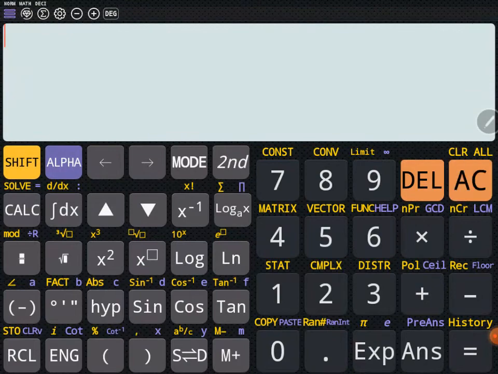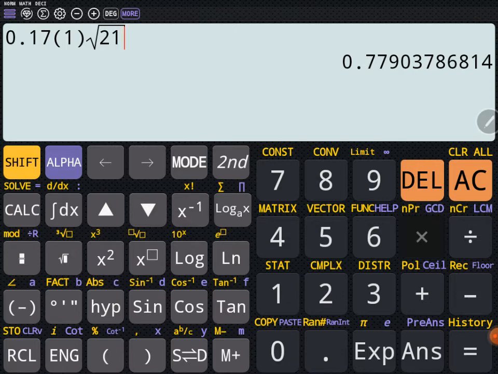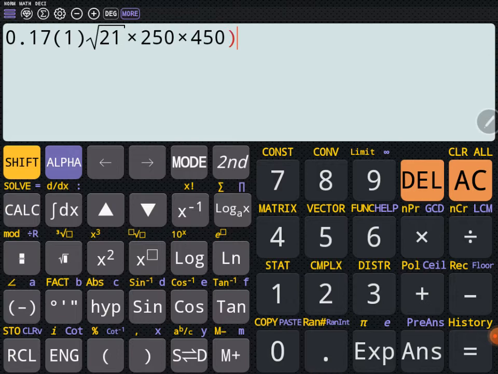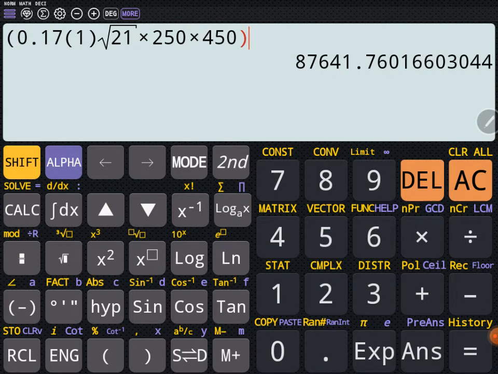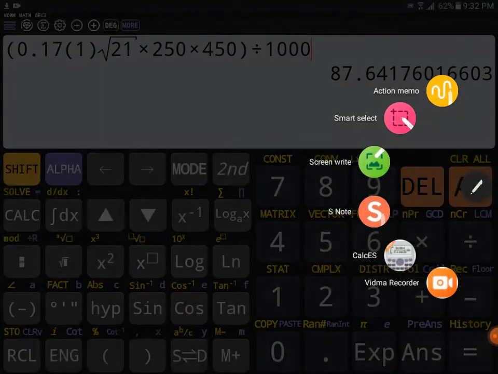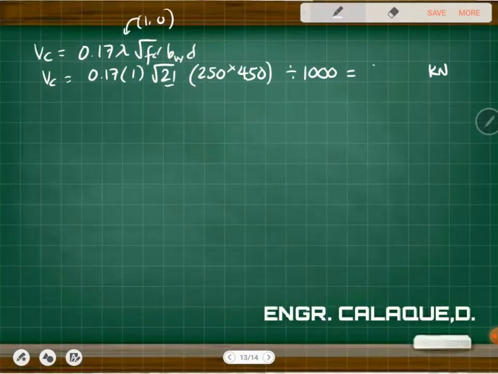So I have 0.17 times 1 square root ng 21 times 250 times 450. Okay? Then yan lahat divide ko na lang ng 1000. So we have 87.64 kilonewton. Next is yung VS.